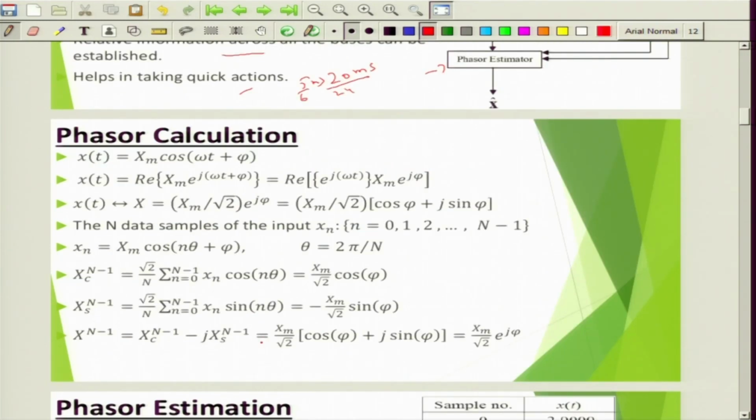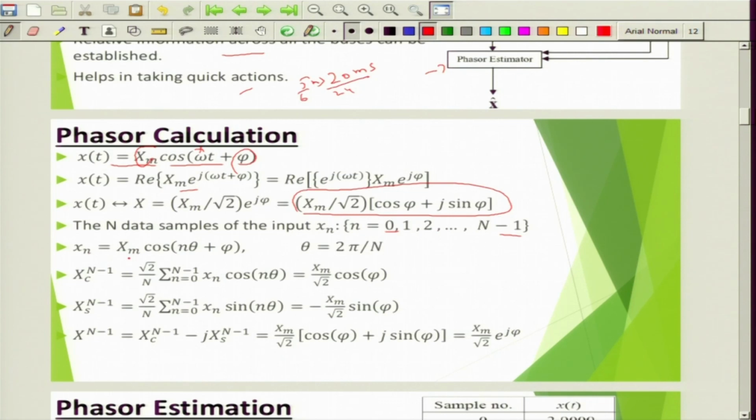So some mathematics relevant to phasor calculation. Let us say this is a signal with a magnitude, and this is a sinusoidal signal with some angular frequency omega, and there is also a phase angle phi. Then there is a real component and there is also an imaginary component to it, because there is a phase angle. The n data samples of the input x of n, the sampling is happening, and the n samples are from 0 to n minus 1.